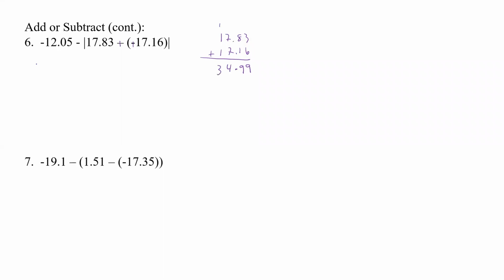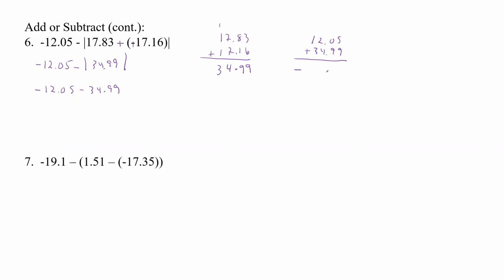And so now what we have is a negative 12.05 minus the absolute value of 34.99. Well, the absolute value of 34.99 is just 34.99. So what we really now have is negative 12.05 minus 34.99. So now we have one number, we're subtracting off another number, and because they're both negative, basically what we're going to do is just add the two together and put our sign as a negative. So we're going to take 12.05 and 34.99. We're going to add those two together, and we know our answer is going to be negative.